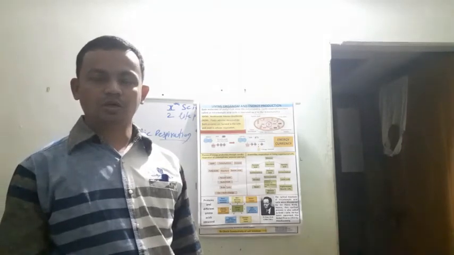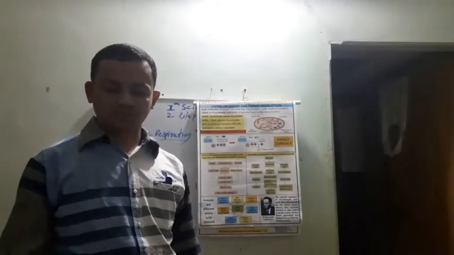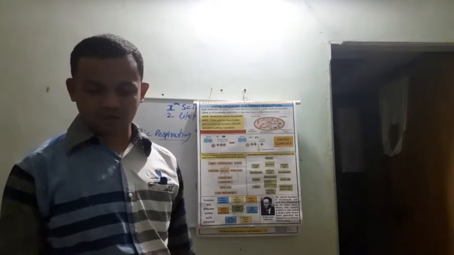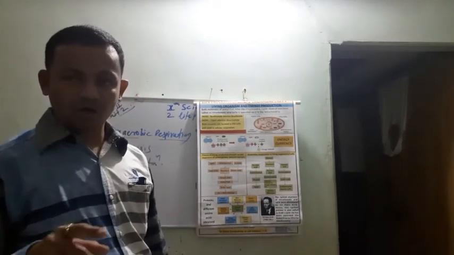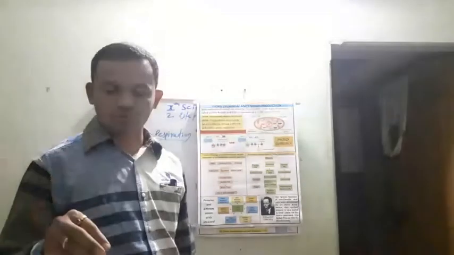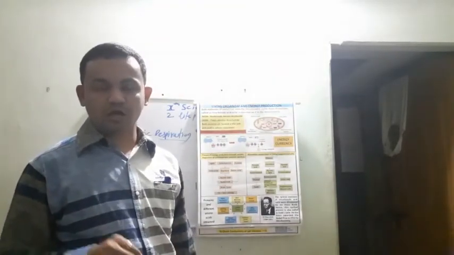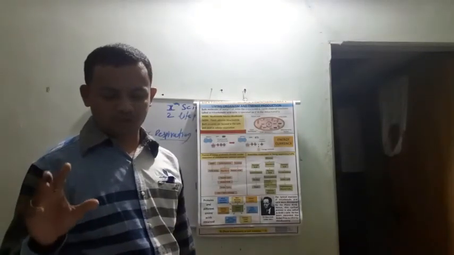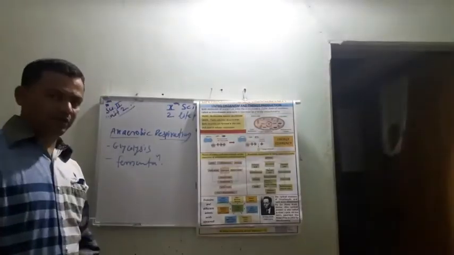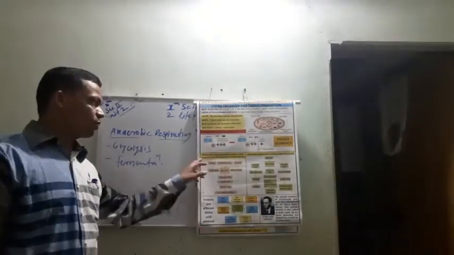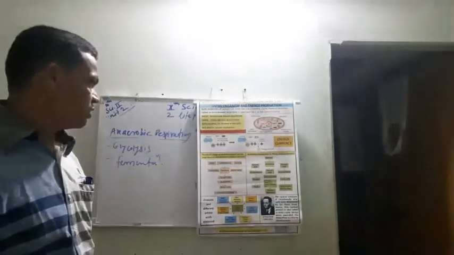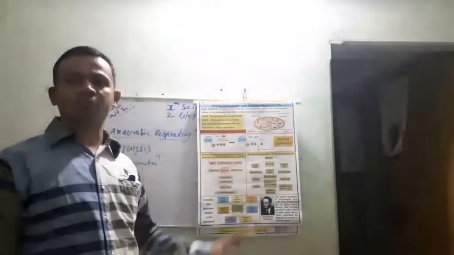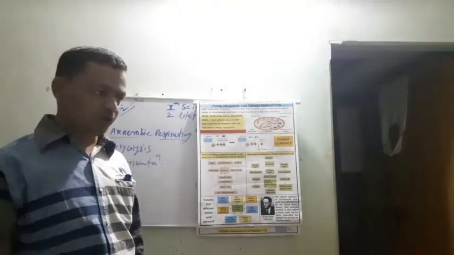In anaerobic respiration, free molecules of oxygen are not used, but the compound form of oxygen is used. So this is anaerobic respiration. We saw the process of energy production through aerobic respiration of carbohydrates, proteins and fats, in which 38 ATP molecules are formed.